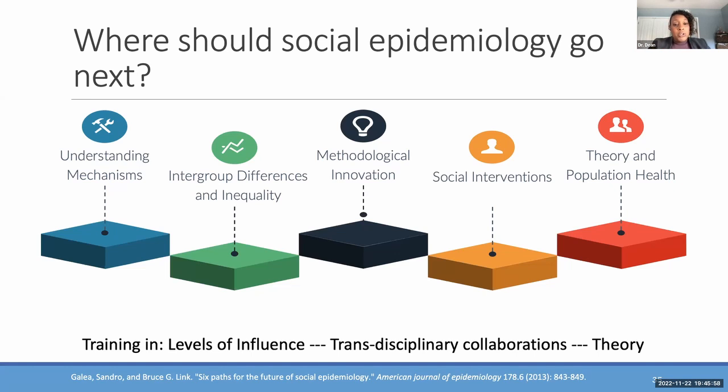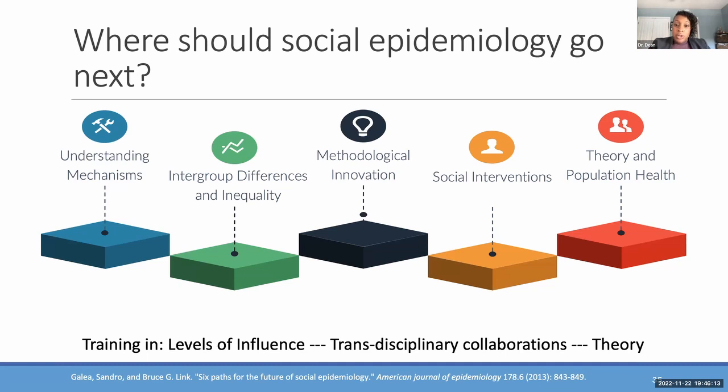We also need to think more about social interventions. So much of social epi work is focused on identifying the risk factors, but we haven't necessarily got to the point where we're thinking about, well, now that we know who's at risk for a particular disease because of this social factor, what do we need to do to intervene?